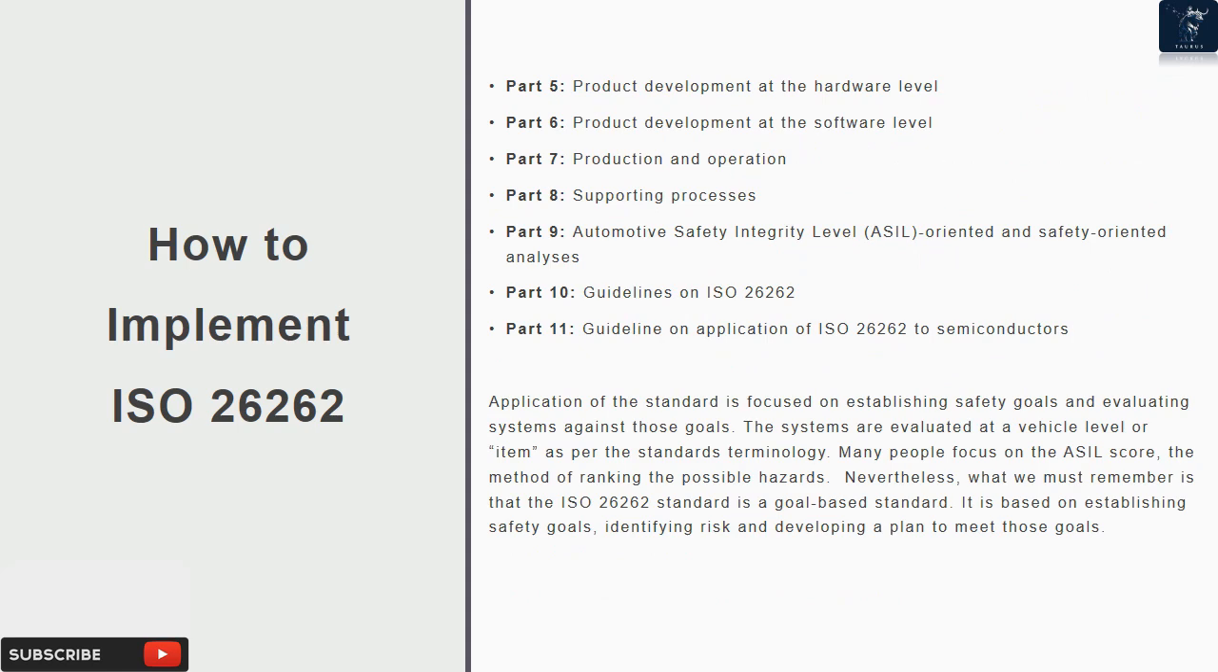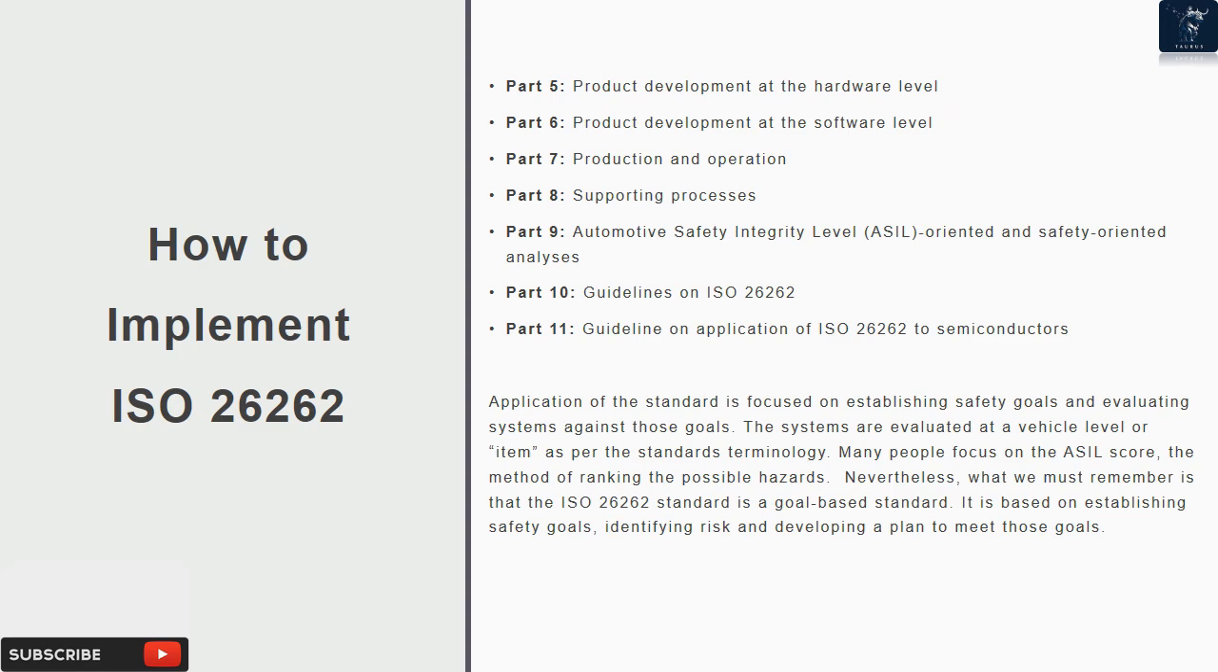Part 10, Guidelines on ISO 26262. Part 11, Guideline on Application of ISO 26262 to Semiconductors. Application of the standard is focused on establishing safety goals and evaluating systems against those goals. The systems are evaluated at a vehicle level, or item, as per the standard's terminology.